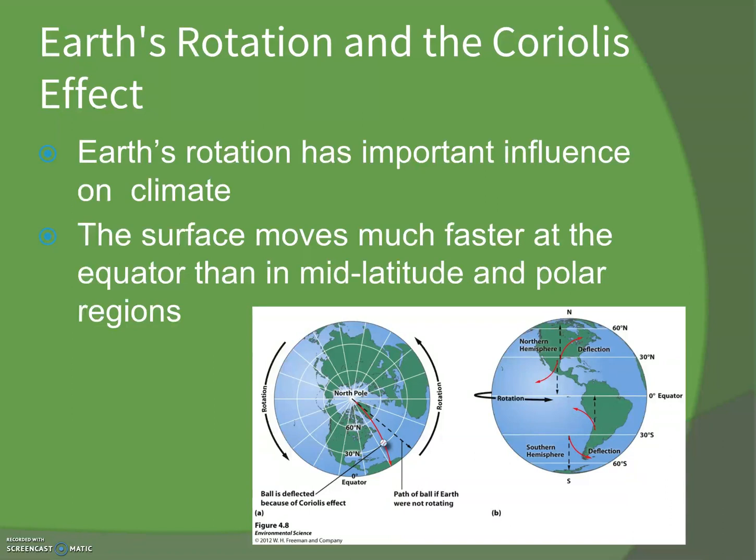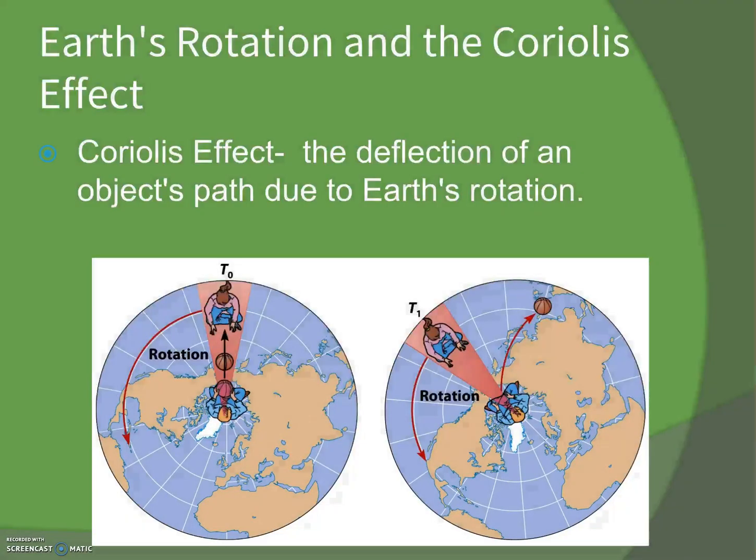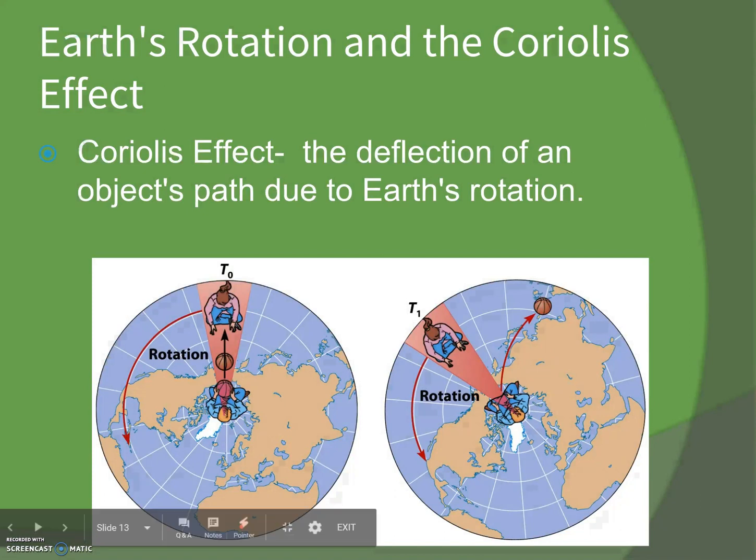But this is that idea, and we did the simulation, the merry-go-round idea, where if you were to have two people throw a ball at each other, you would think that they'd be able to catch it, but because the Earth is rotating, the ball is going to appear to curve off. Okay?